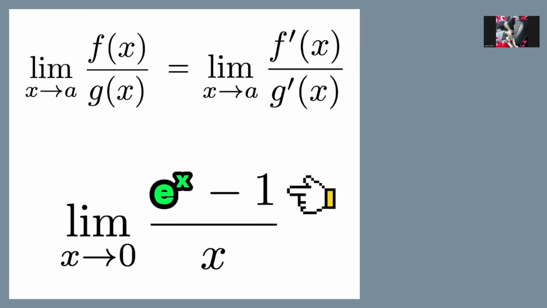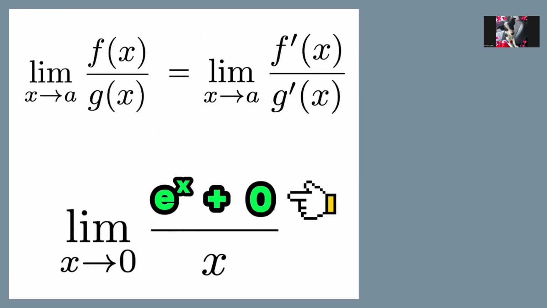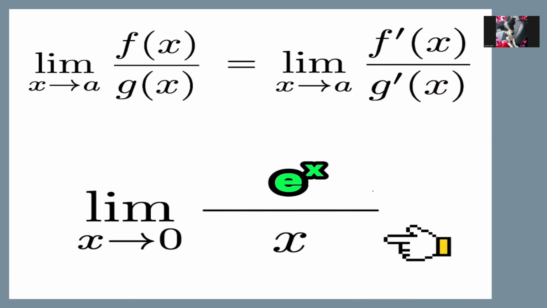Now let's start with the derivative of the top. e to the x, as we know from our calculus, is just e to the x. So that stays the same. Now we have to subtract 1. And as you can see, the derivative of 1 is 0. So for the top, we have e to the x minus 1, and that becomes e to the x plus 0. Now we can move on to the bottom part. So let's go and combine that.